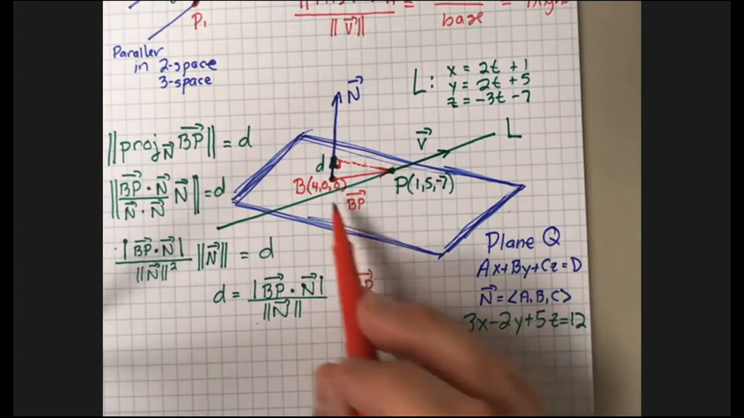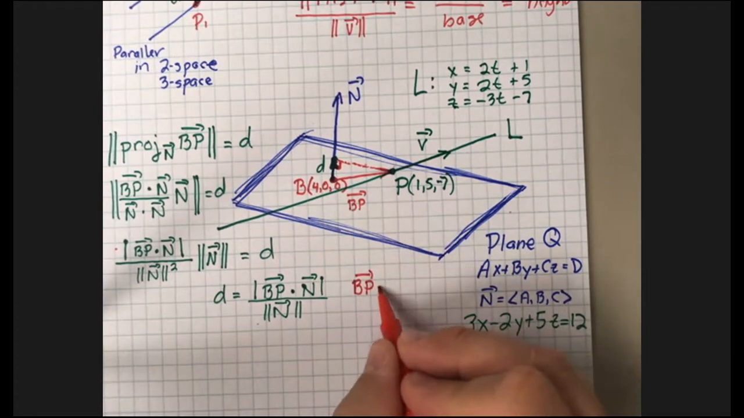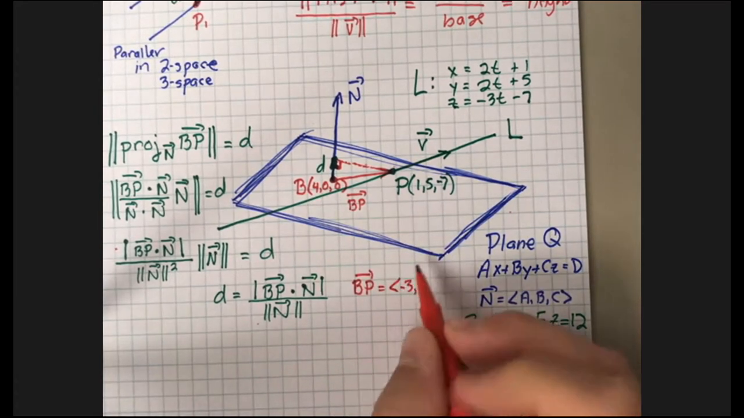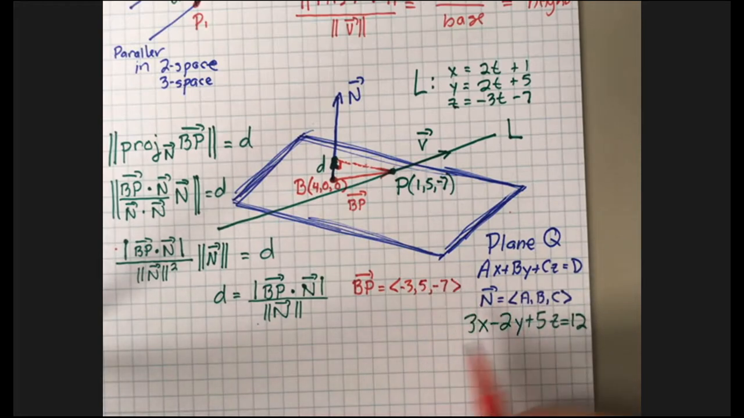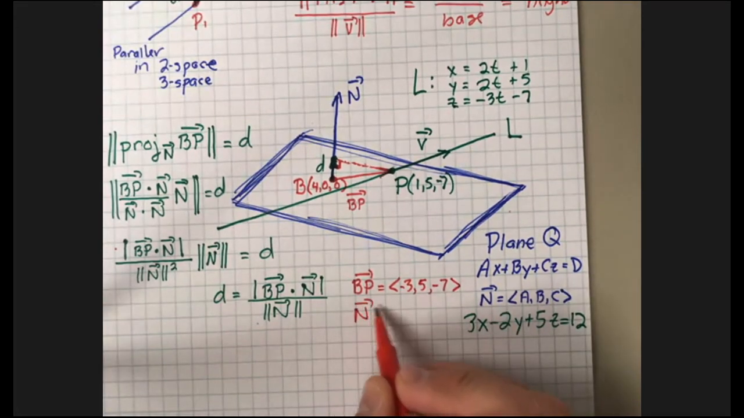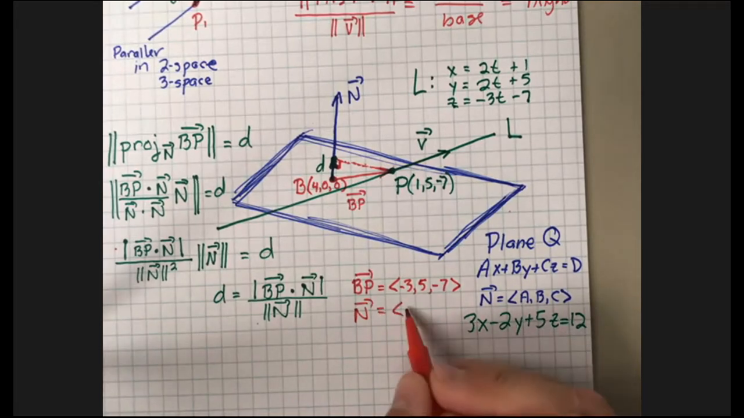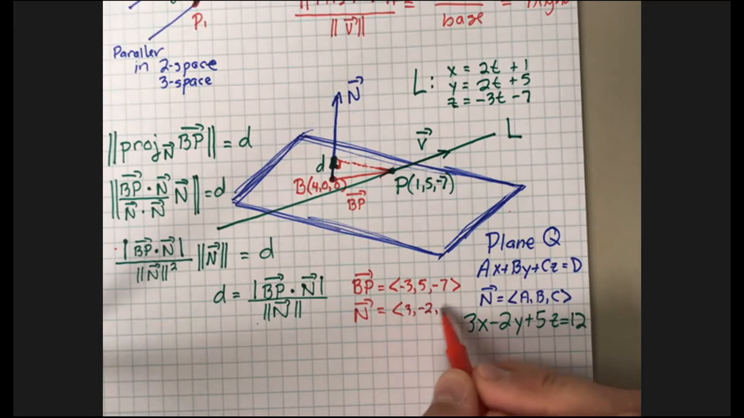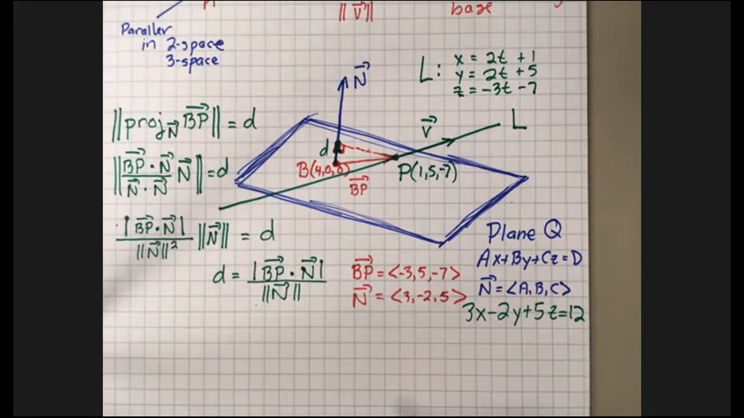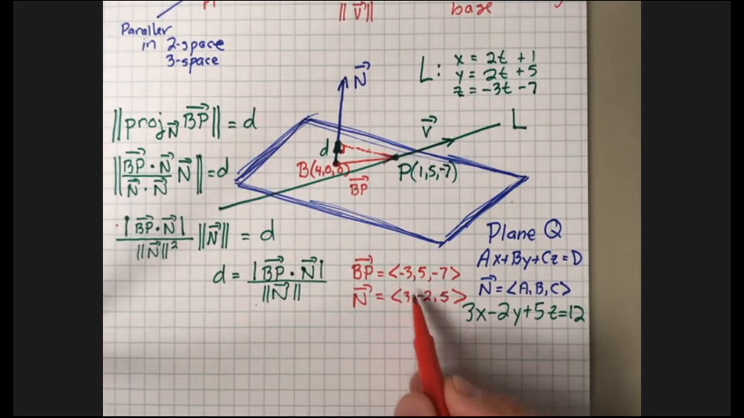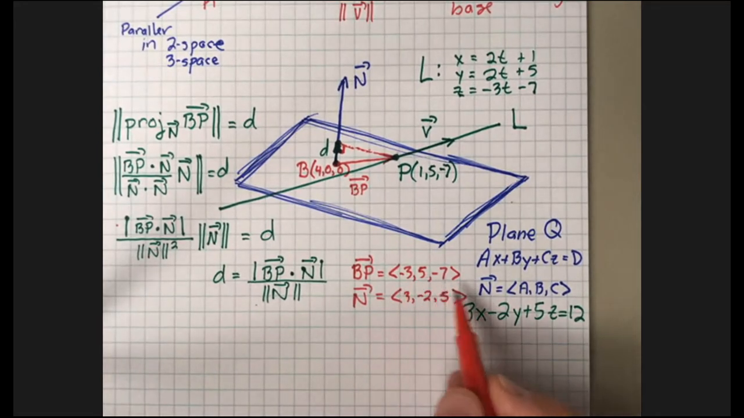My BP, B to P, is minus 3, 5, minus 7. My N is right off this plane, 3, minus 2, 5. So now I just have to execute. Dot BP and N: negative 9, negative 10, negative 35.